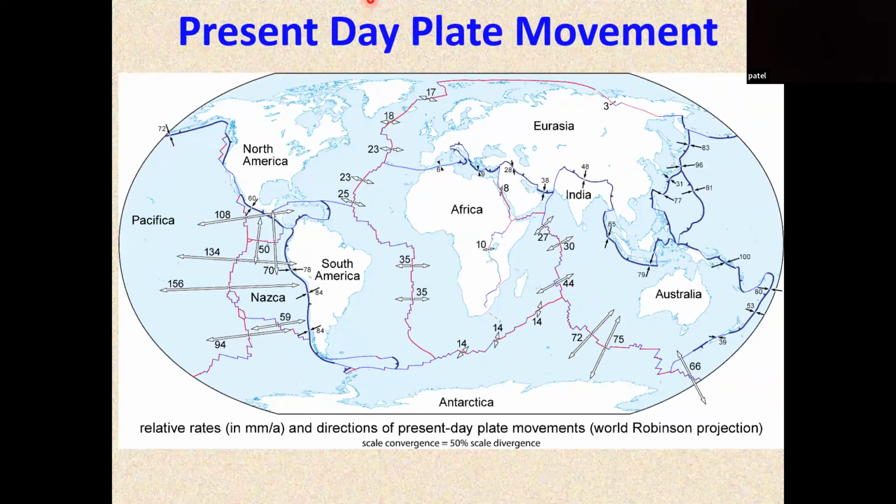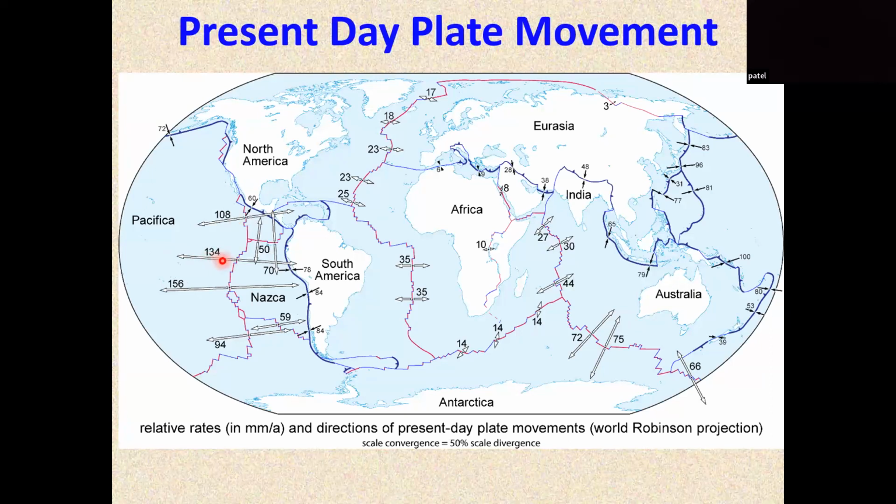So these plates are moving in different directions. And here I have shown the rate of movement of the different plates. This is the oceanic ridge in the Pacific Ocean. Here the rate of movement varies from 108 millimeter, 156 millimeter, like that. And here you can see these plates are moving away from each other.